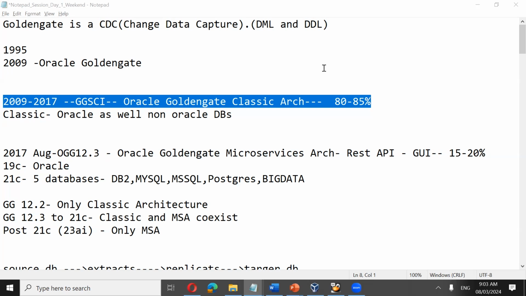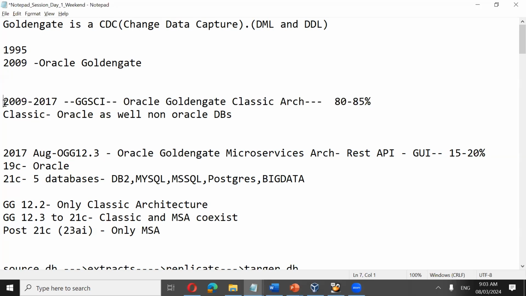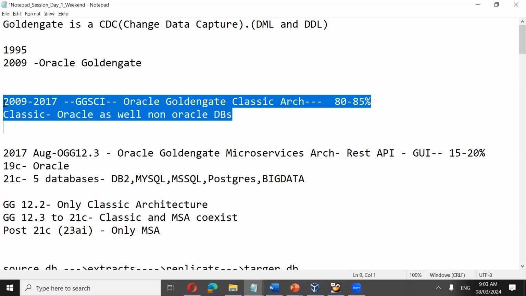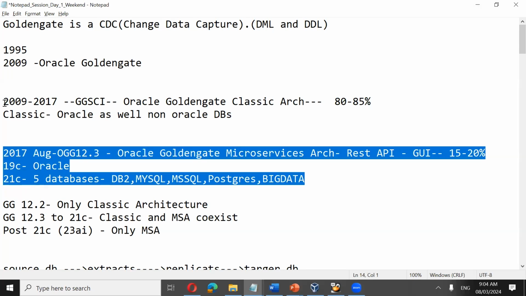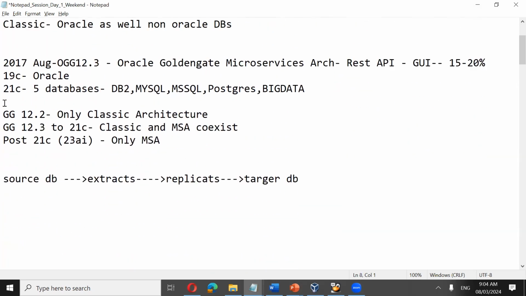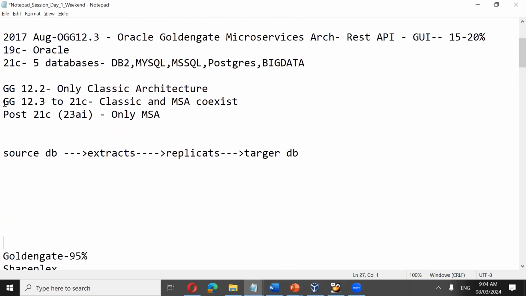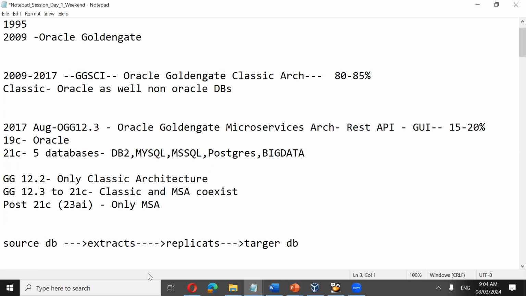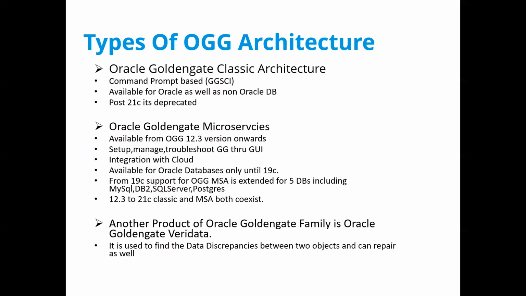Classic architecture is basically process based architecture in which processes run. Microservices is REST API service based architecture. Various services run in microservices, which ensures that your application works in the Oracle GoldenGate environment. Okay. So 21c is the last version where classic architecture is available. There are two types of architecture, classic and microservices. From 21c, classic architecture is going to be deprecated.